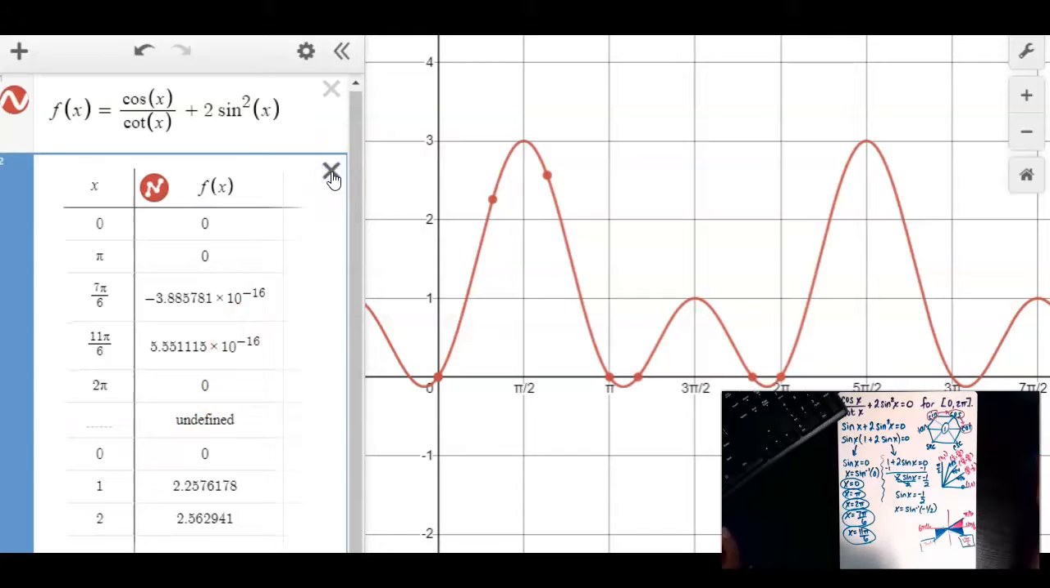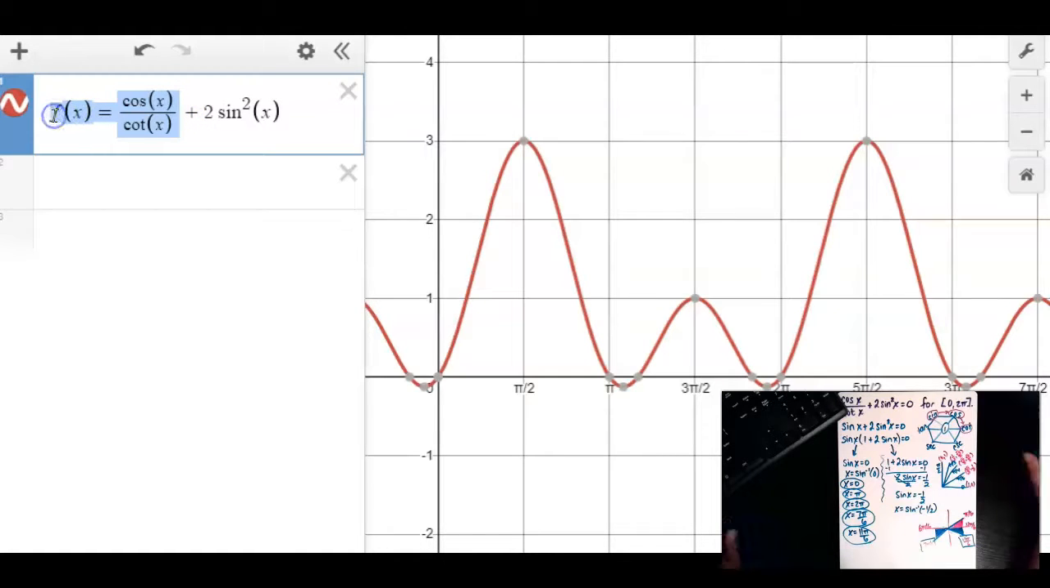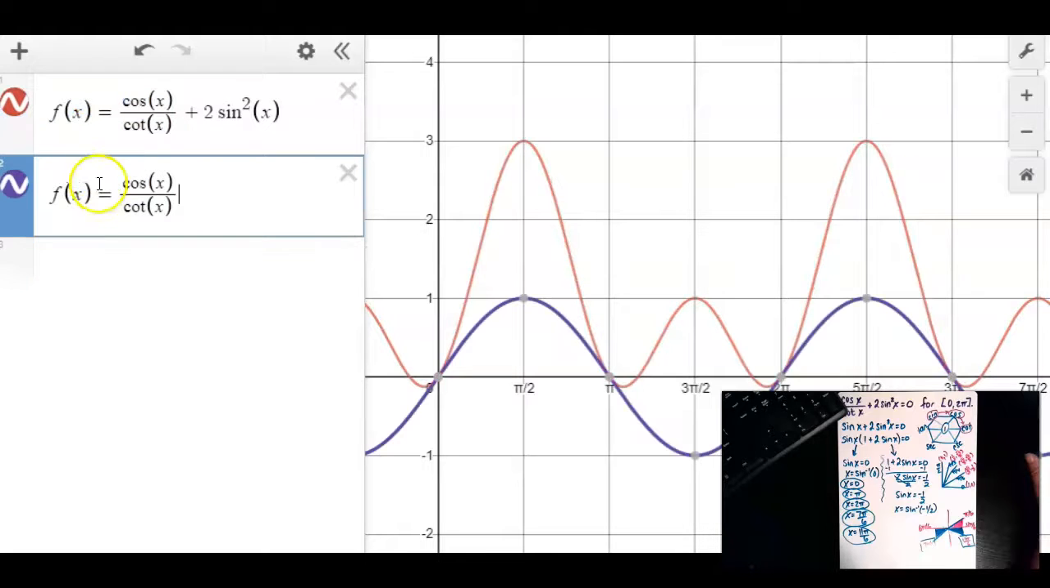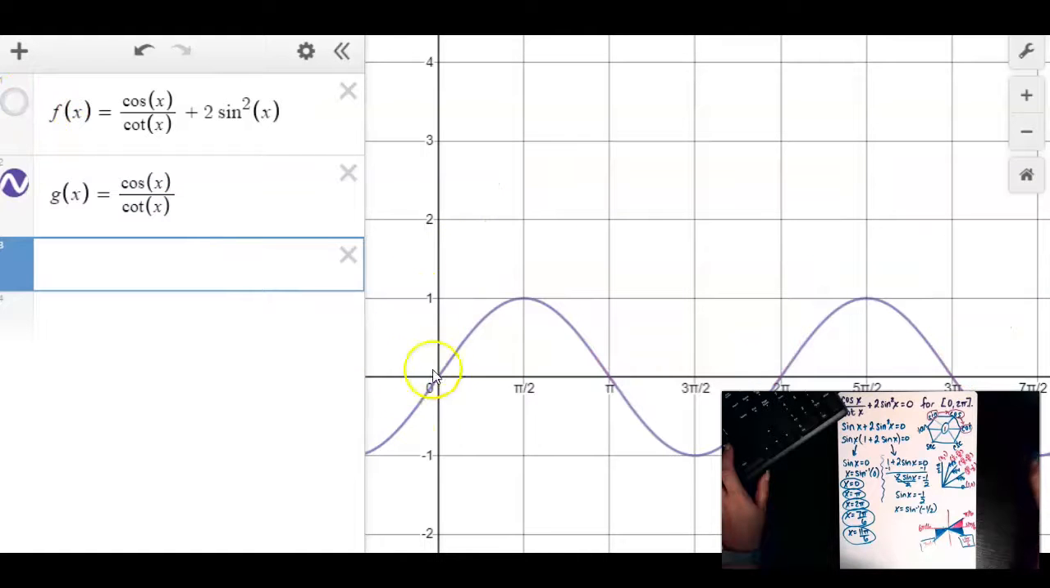Now, another way that you can check them is instead of putting your whole equation in here, you can do half of it at a time. So if we take this half here, but we'll have to change it to g of x since we already have an f of x. So that's the graph of cosine of x divided by cotangent of x, which remember is sine. So if you look at the graph, you can see there's our sine curve bouncing back and forth from -1 to 1, starting at 0 with its zeros at pi, 2 pi, 3 pi, just like we expect.